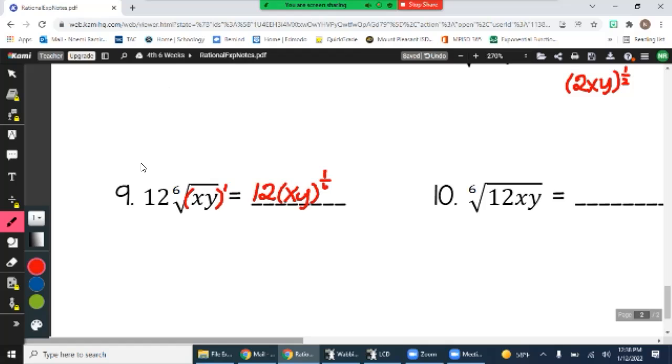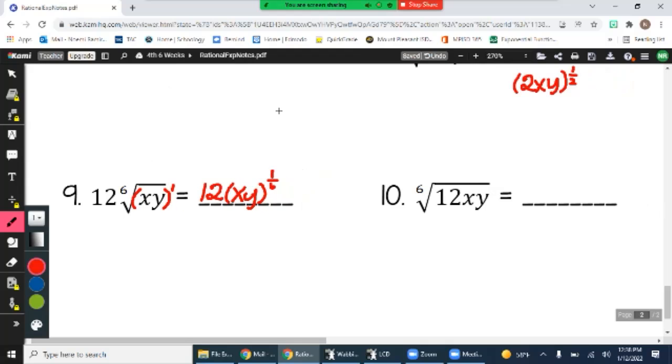Number 10. Number 10 is similar, but not the same. This time we want to make sure to group all my powers together. So I'm gonna put parentheses around everything and give each one the exponent of 1, making this in exponential form, 12xy in parentheses to the power of 1/6. Notice the difference of when to put everything in the parentheses and when to not. Everybody see that? All right.